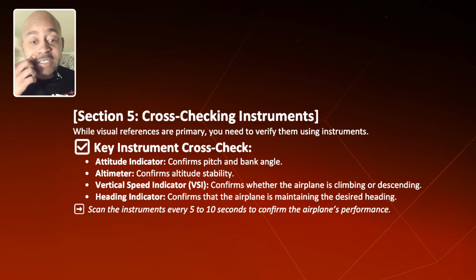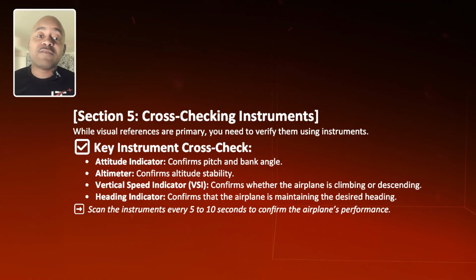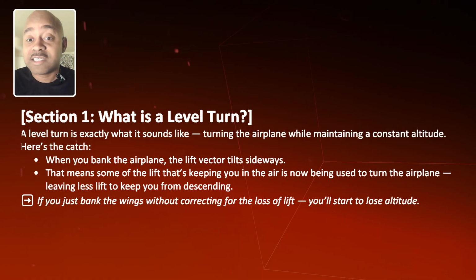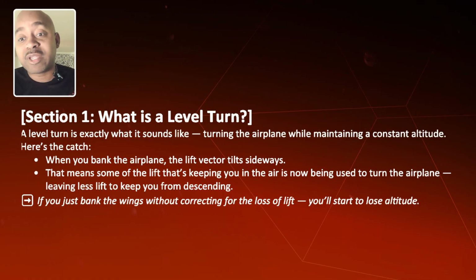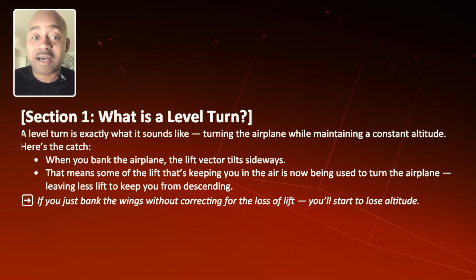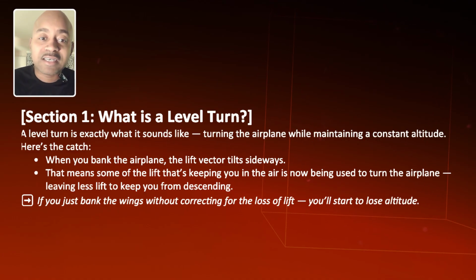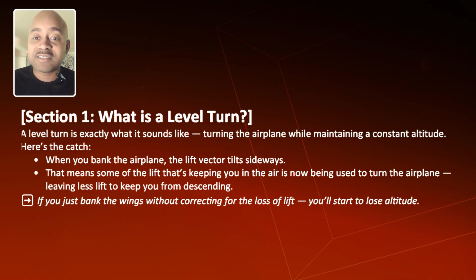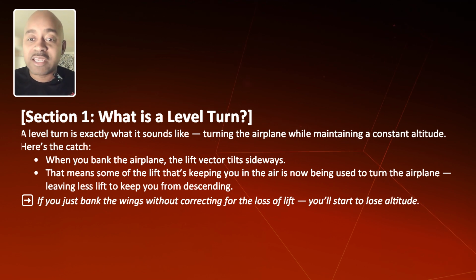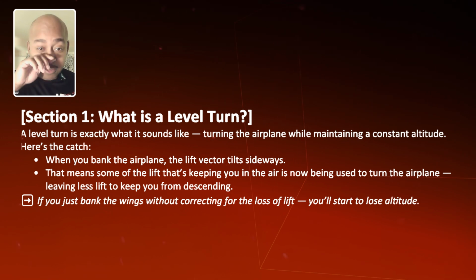All right. Next section is the level turn. So what is a level turn? A level turn is exactly what it sounds like: turning the airplane while maintaining a constant altitude. Here's the catch. When you bank the airplane, the lift vector tilts sideways. That means some of the lift that was keeping you in the air is now going to turn the airplane.